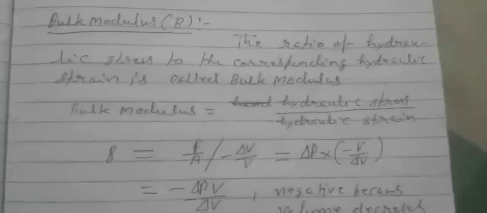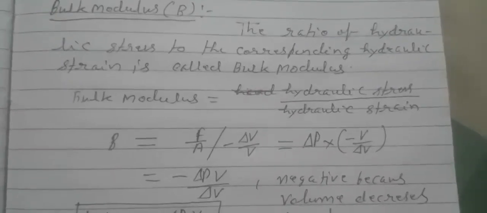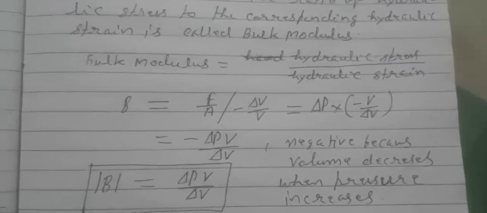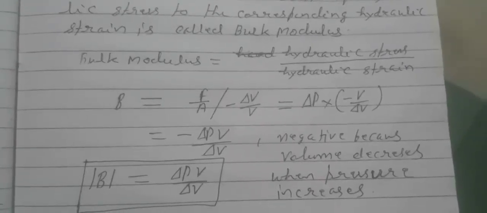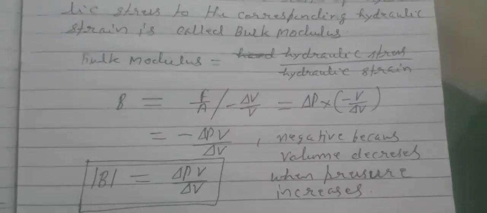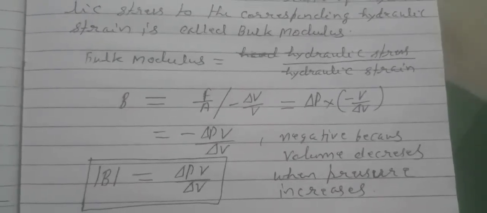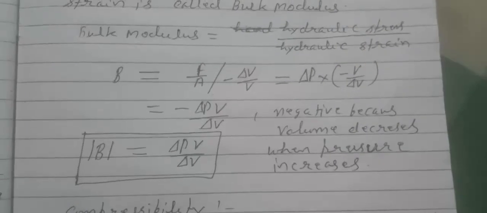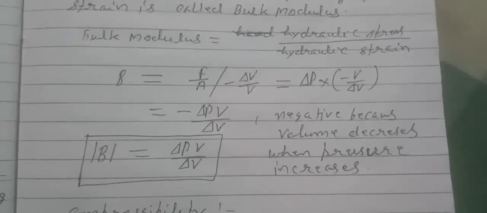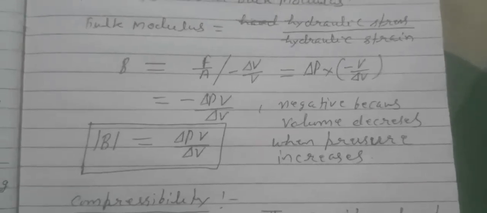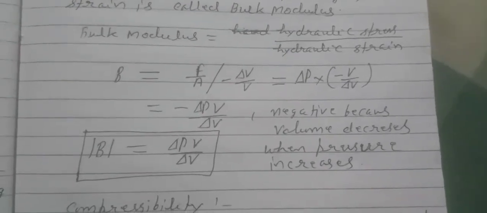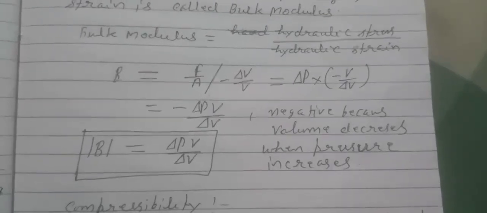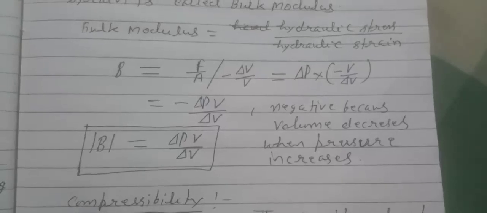Bulk modulus, B. The ratio of hydraulic stress to the corresponding hydraulic strain is called the bulk modulus. Bulk modulus equals hydraulic stress by hydraulic strain, B equals F by A divided by minus delta V by V, equals delta P into minus V by delta V, equals minus delta P into V by delta V. The negative sign is because volume decreases when pressure is increased, and the magnitude of the bulk modulus of elasticity is given by delta P into V by delta V.